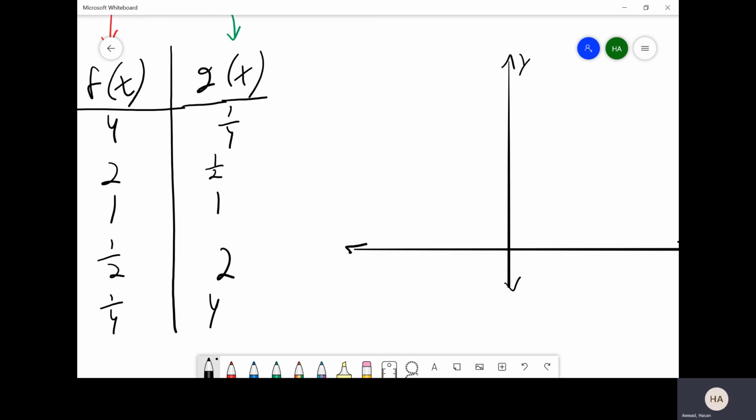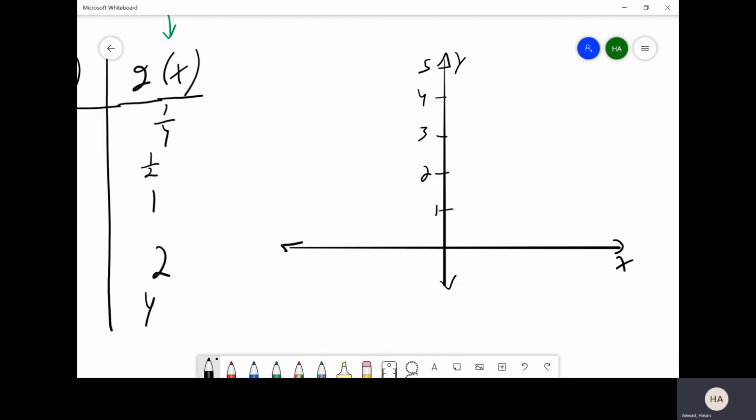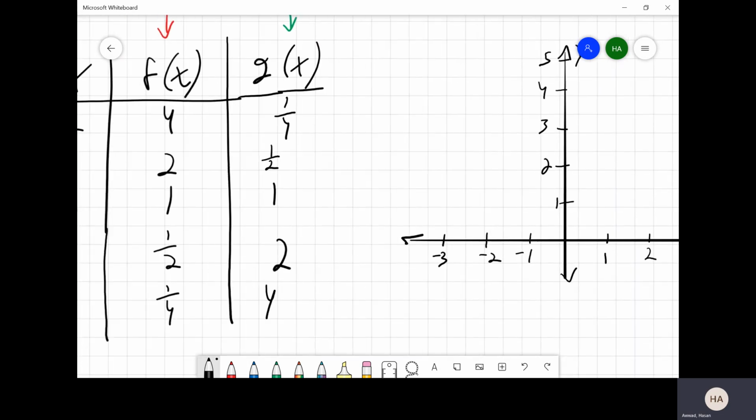Let's say that up here, this is 1, 2, 3, 4, and let's just say that's 5, even though we don't need the 5. And then for our x-axis, let's say this is 1, 2, 3. And down here, this is -1, -2, -3. Okay, let's go ahead and plot f of x first.